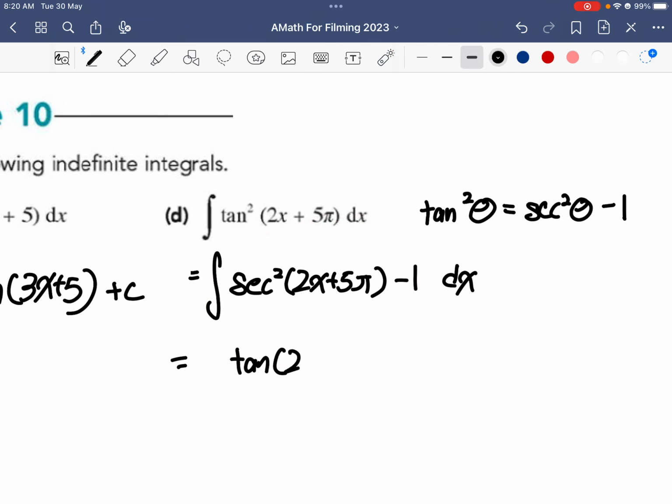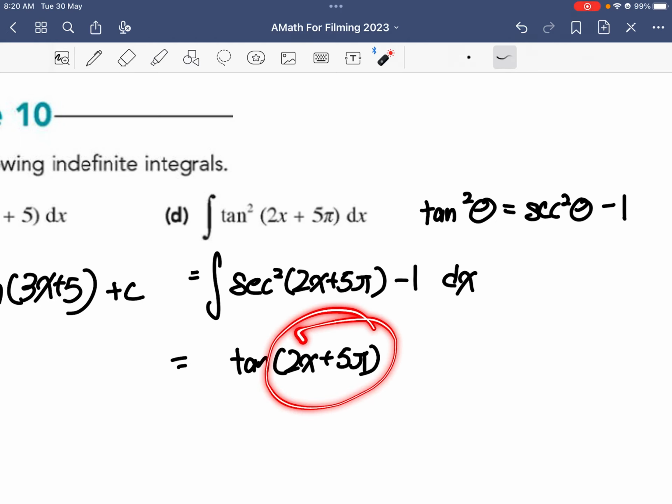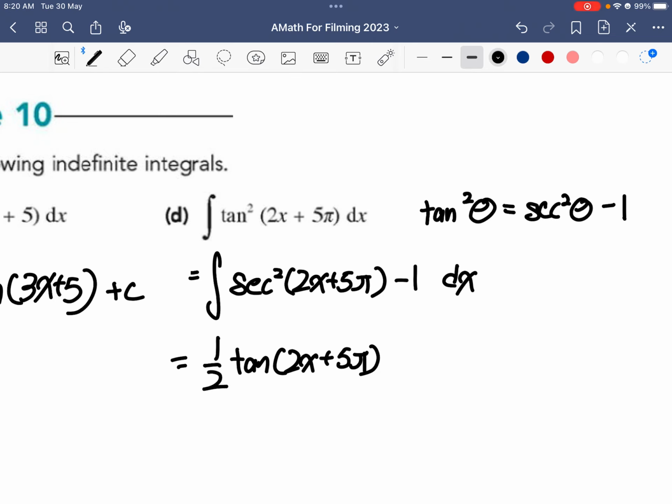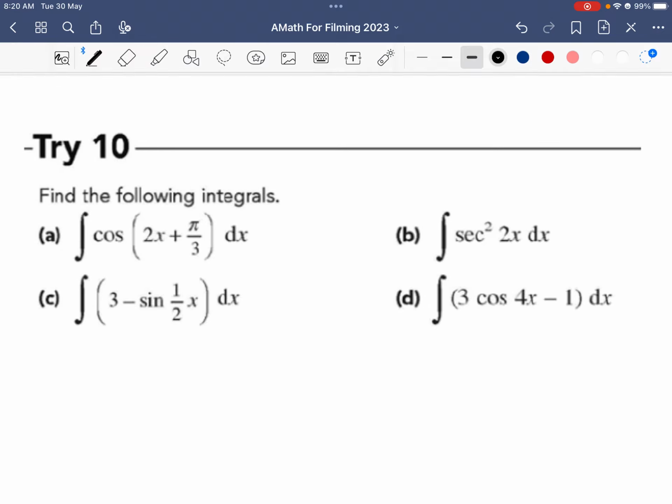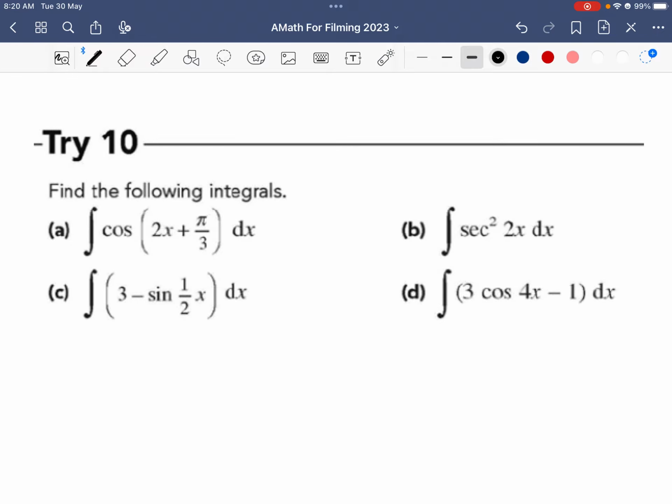So secant square integrated gives you tangent of 2x plus 5 pi. Then don't forget to differentiate and divide. So here what we get is half. Then negative 1 integrated gives you negative x. Not forgetting our integration constant plus c. That's it for Example 10.